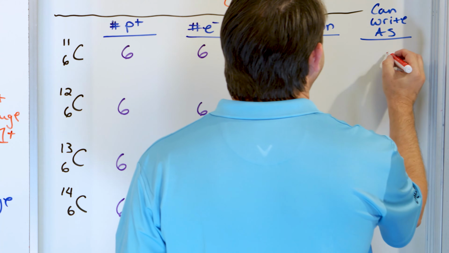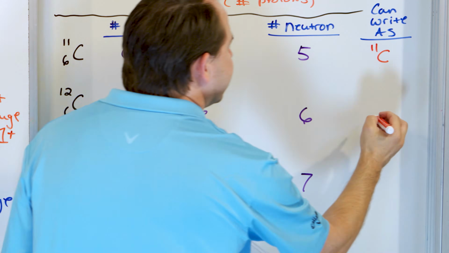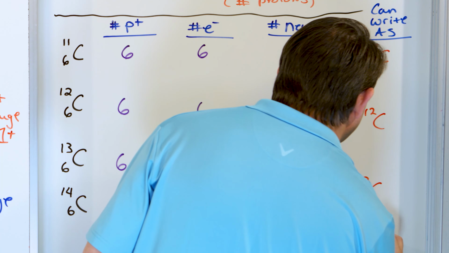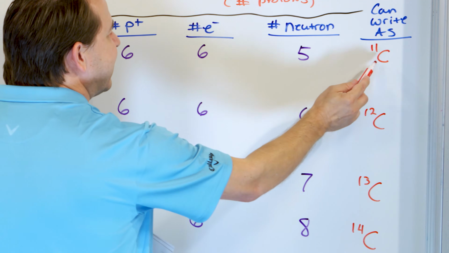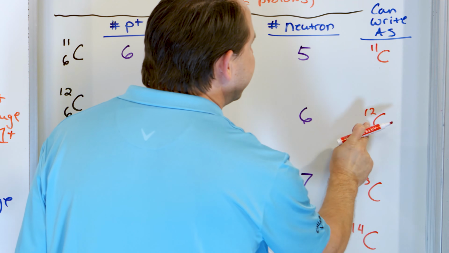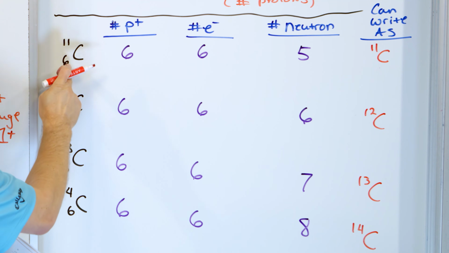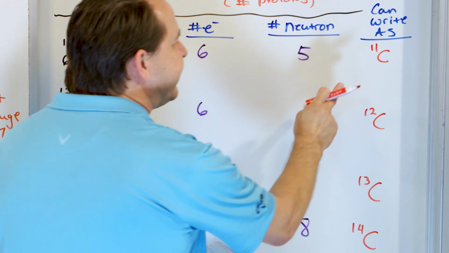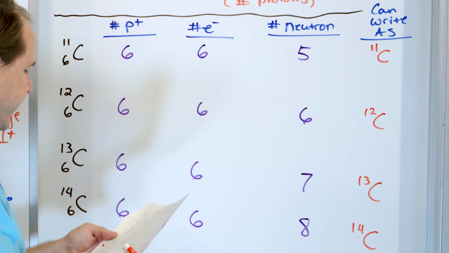So really, I can just write this as a C with an 11 up here, and I can just drop the 6. I can write this C with a 12 up here. I can write this C with a 13 up here. I can write this C as a 14 up here. And I don't really need to write the 6, since I know it's carbon, and I can look up the atomic number of carbon, and I know that there's an invisible 6 here because it's all carbon, so I don't need to write that. So you might see it written like this. These are different isotopes of carbon, but you might see it without this bottom number here, but that's not a typo. It's just because you already know what it is.